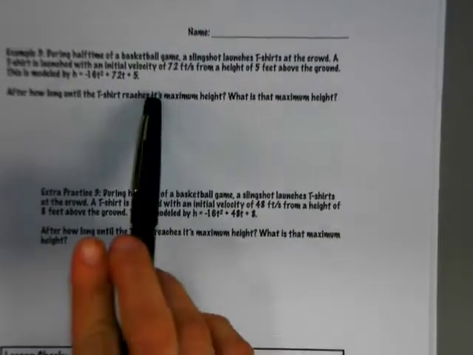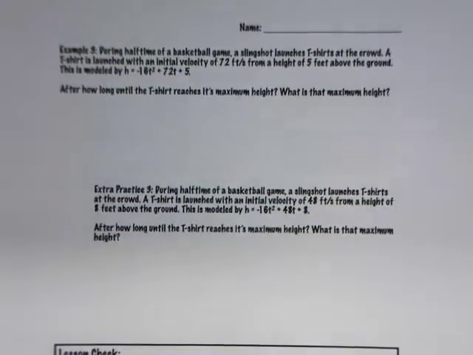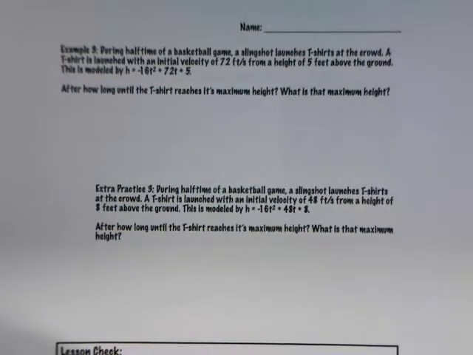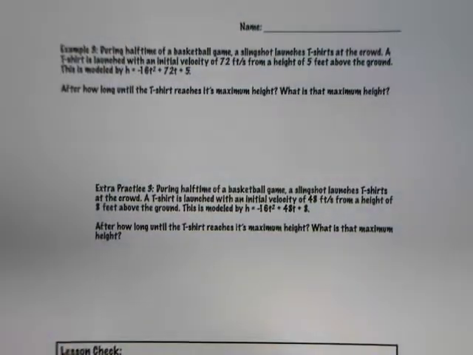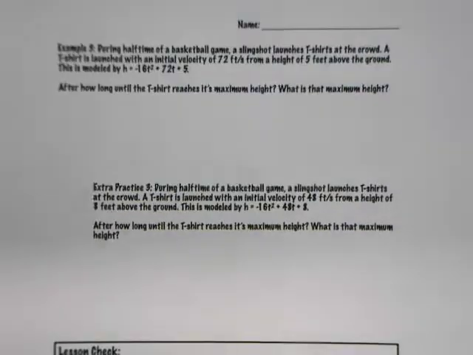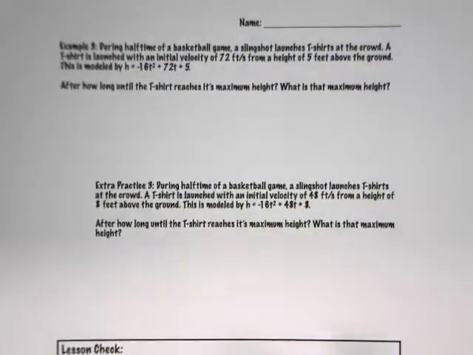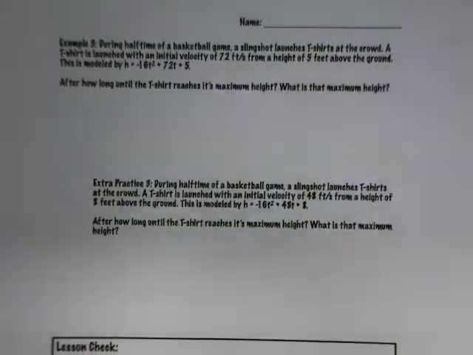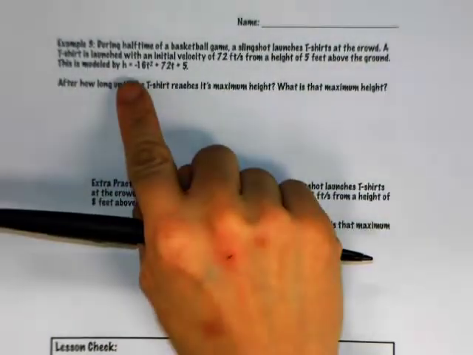Next one. These are really common questions on every standardized test. During halftime of a basketball game, a slingshot launches t-shirts at the crowd. A t-shirt is launched with an initial velocity of 72 feet per second from a height of 5 feet above the ground. This is modeled by h equals negative 16t squared plus 72t plus 5. After how long until the t-shirt reaches its maximum height? What is the maximum height? Anytime you see the words maximum, minimum, you know you're finding the vertex, okay? A quick note, because there is a problem on your Math Excel, I think, that does not give you the actual equation.